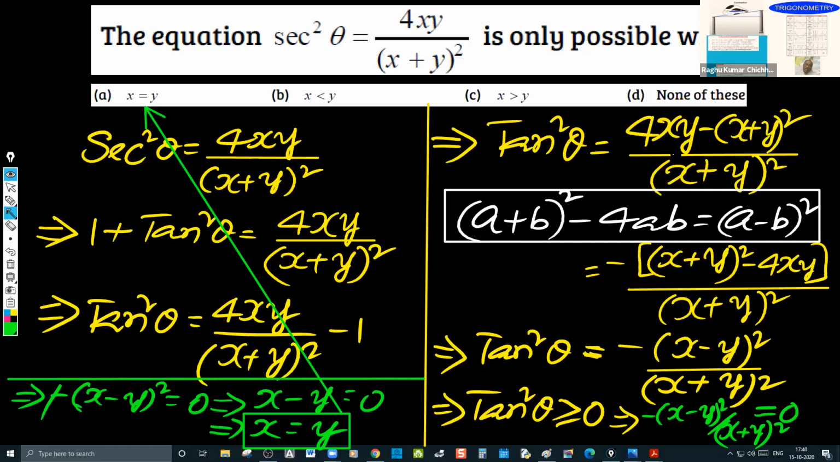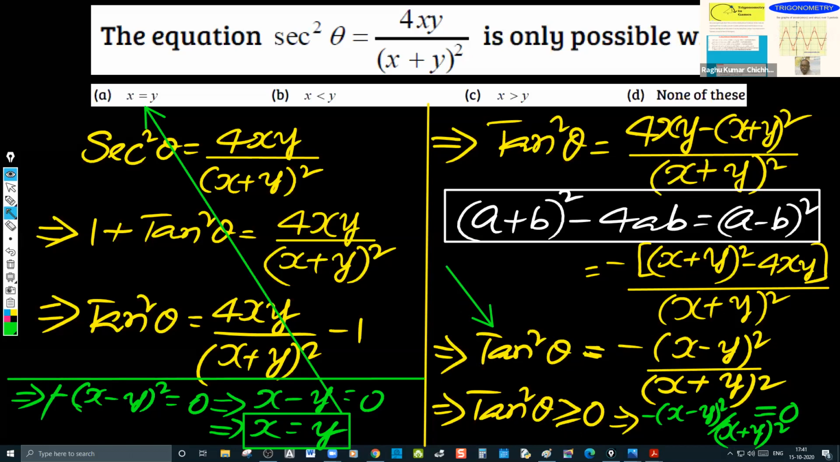And now we have taken LCM here. We have got this form as a plus b whole square minus 4ab is equal to a minus b whole square. By taking minus common here, I have shown it clearly, and it becomes minus of x minus y whole square divided by x plus y whole square. And what is that conceptually? You must be very clear that your tan square theta is always positive, because the square of any real number is always positive. It may also be equal to 0, because if theta is 0, tan theta becomes 0. So tan square theta is greater than or equal to 0.